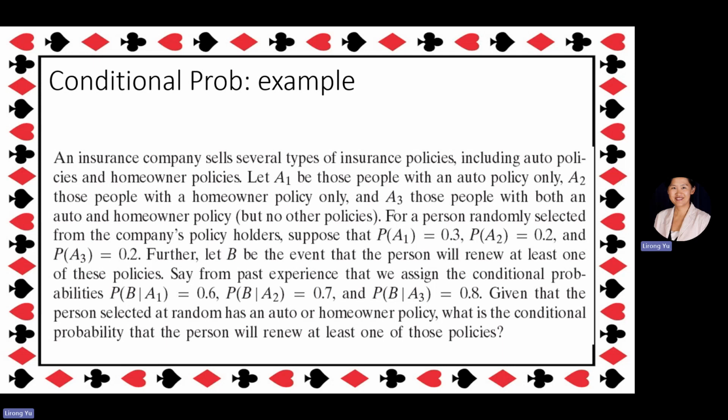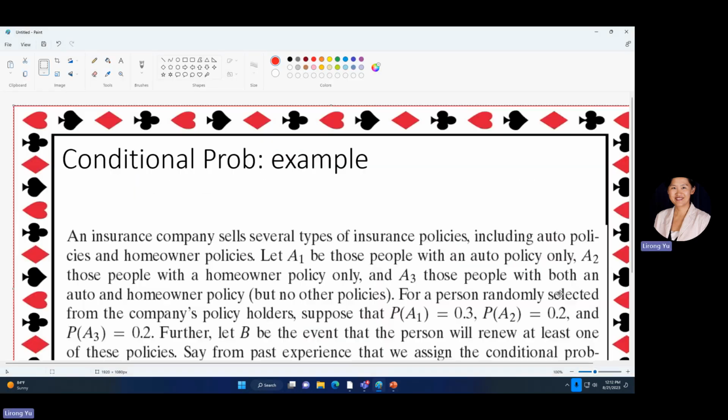Given that the person selected at random has an auto or homeowner policy, what is the conditional probability that the person will renew at least one of these policies? Basically, we are trying to calculate the probability of B. You have to calculate B and A1, B and A2, and B and A3. So the probability of B is partitioned into three different scenarios, and then you add it all together.